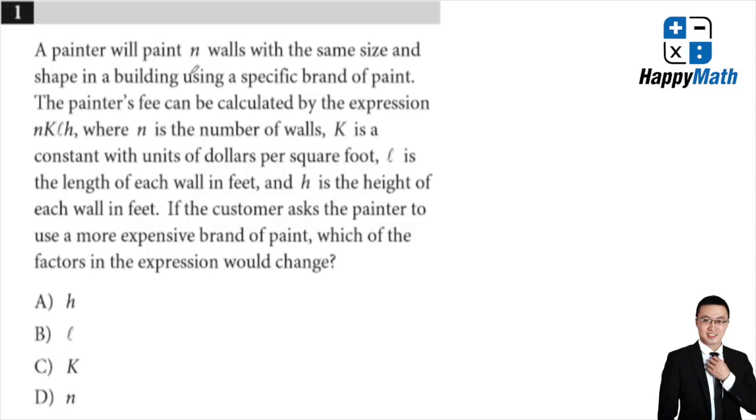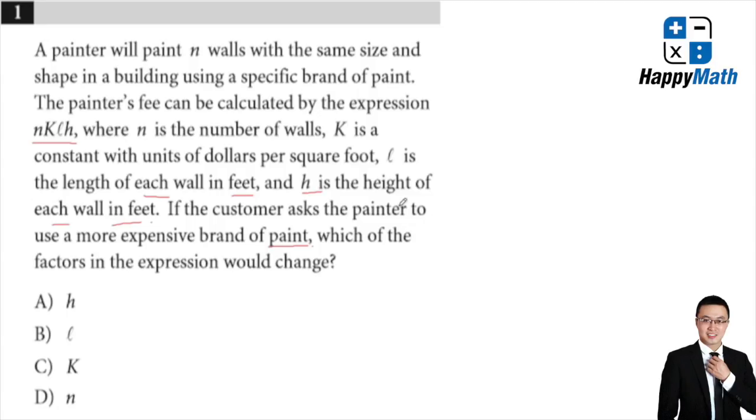Question 1. The painter will paint words of the same size and shape on the building using a specific brand of paint. The cost can be calculated by the expression, where n is the number of words, k is a constant in units of dollars per square foot, L is the length of each word in feet, and h is the height of each word in feet. Which factor changes if the customer asks the painter to use a more expensive brand of paint?